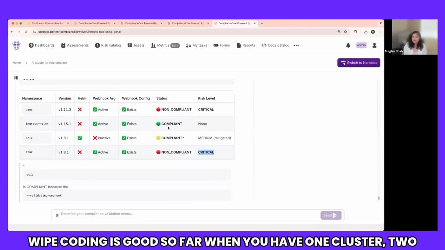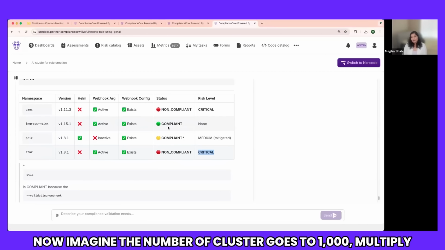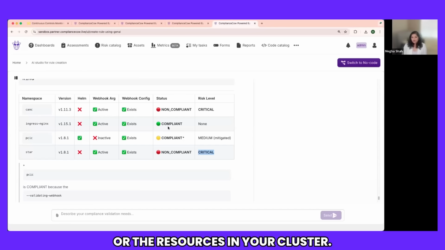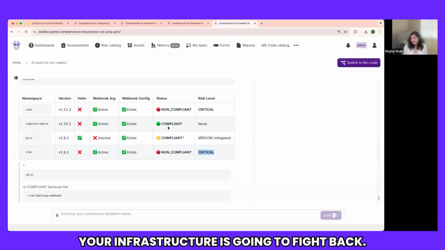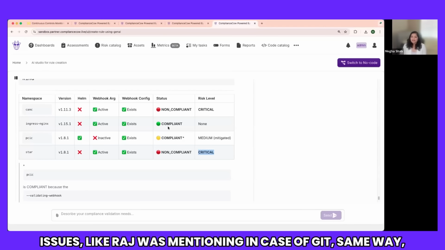Vibe coding is good so far when you have 1 cluster, 2 clusters, 10 clusters. Now imagine the number of clusters goes to 1,000. Multiply them by the number of namespaces, multiply them by the number of deployments, or the resources in your cluster. Your infrastructure is going to fight back. You will run into all sorts of throttling issues, rate limit issues, like Raj was mentioning in the case of Git.